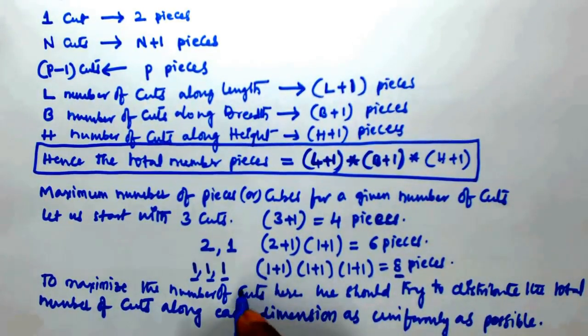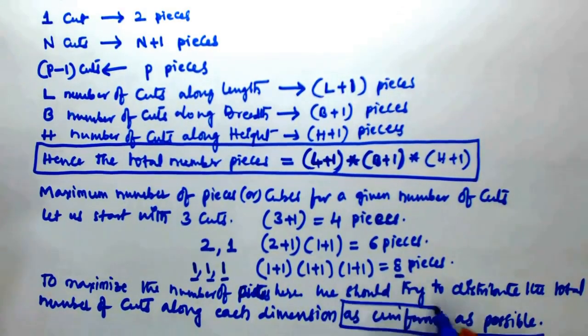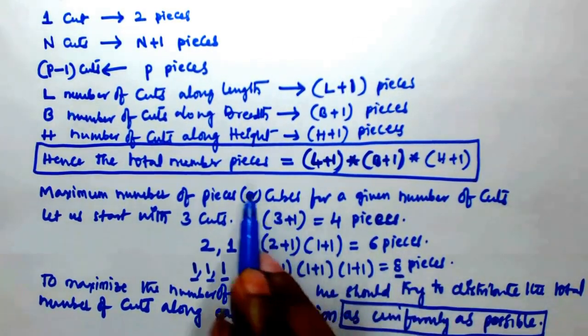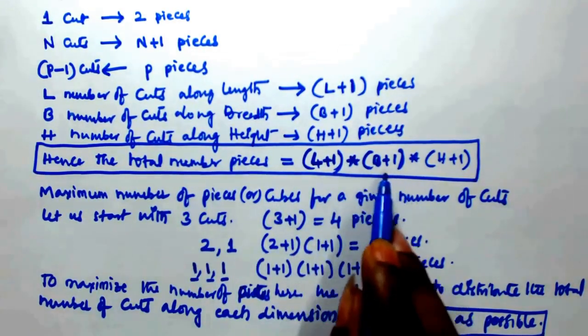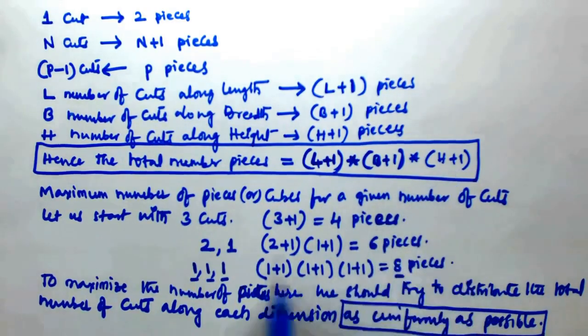Okay, to maximize the number of pieces, we should try to distribute the total number of cuts along each dimension as uniformly as possible. So these are the 2 points you need to remember. Since the total number of pieces is going to be equal to (L plus 1) into (B plus 1) into (H plus 1), to maximize the number of pieces, we need to distribute the total number of cuts along each dimension as uniformly as possible.